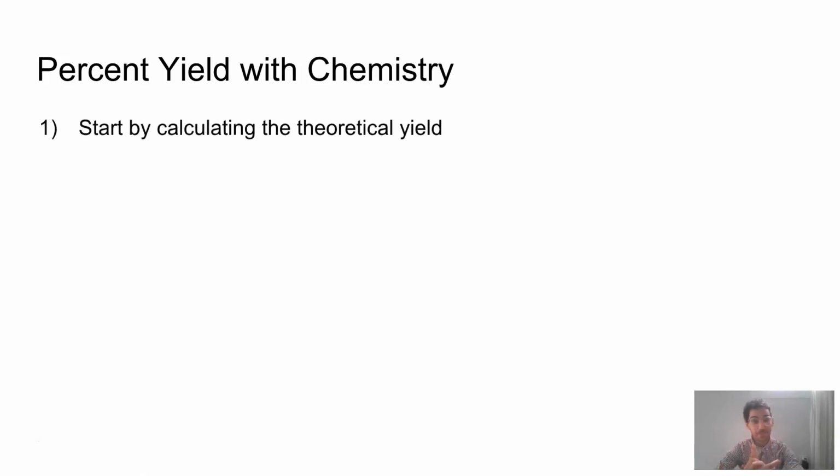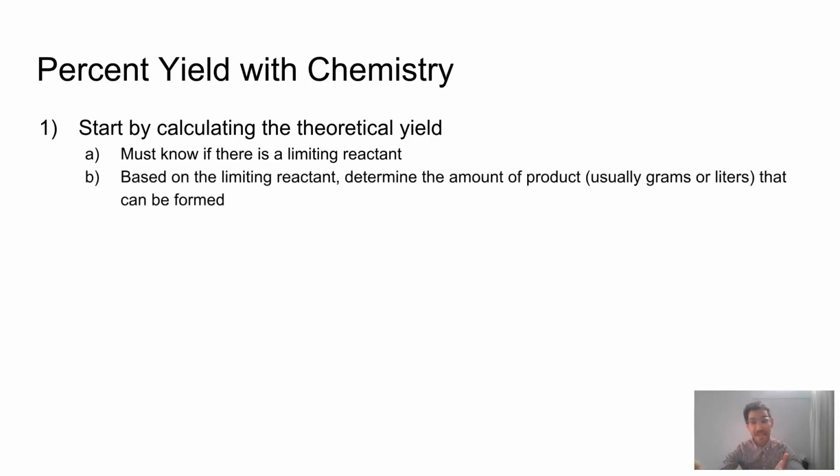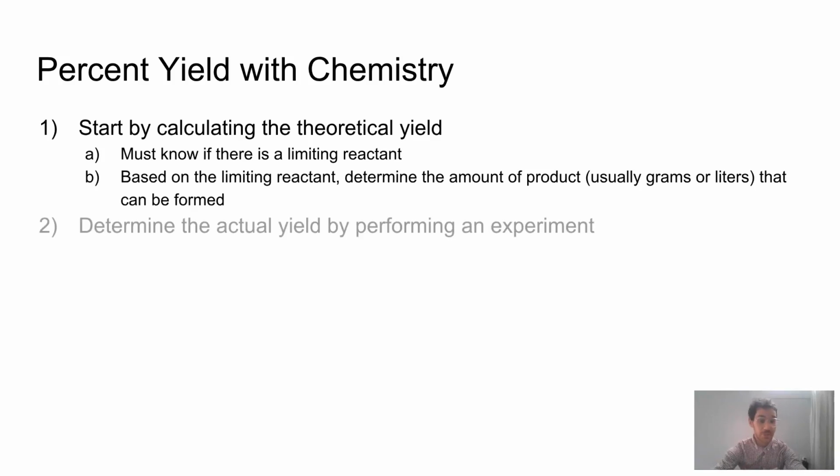So, as I said, we're going to mostly use these percent yields in chemistry. And so the first thing we need to do is calculate a theoretical yield. We're going to do that with stoichiometry, and we're going to need to know if there's a limiting reactant for this. Based on the limiting reactant, we can calculate an amount of product, typically grams or liters, that we expect to form during a reaction. And we're going to determine our actual yield by performing an experiment. This is why it's also called the experimental yield, because this data comes from doing an experiment.